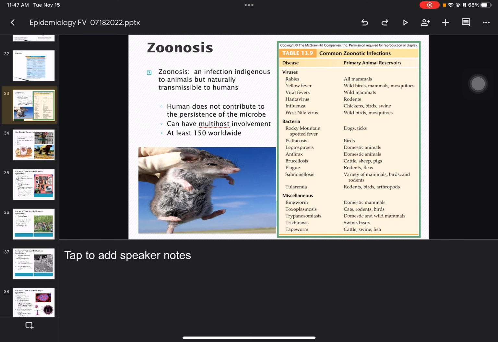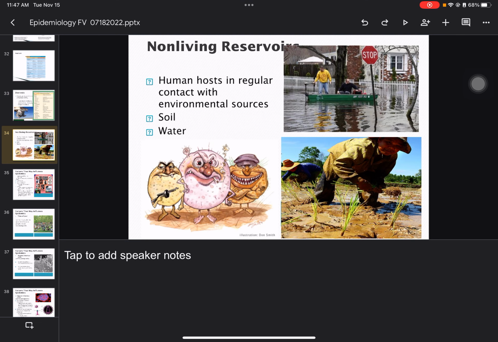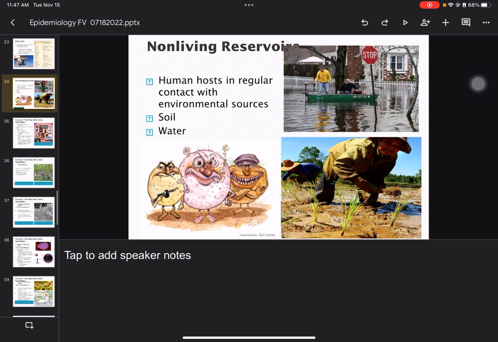And then other types of non-living reservoirs could be water or soil, right? So this is after one of the big hurricanes. Nowadays all hurricanes are big.